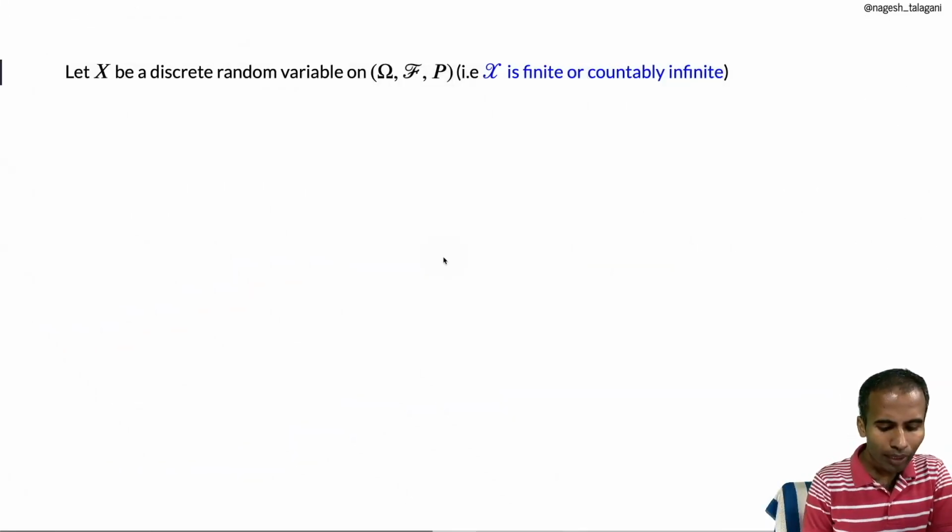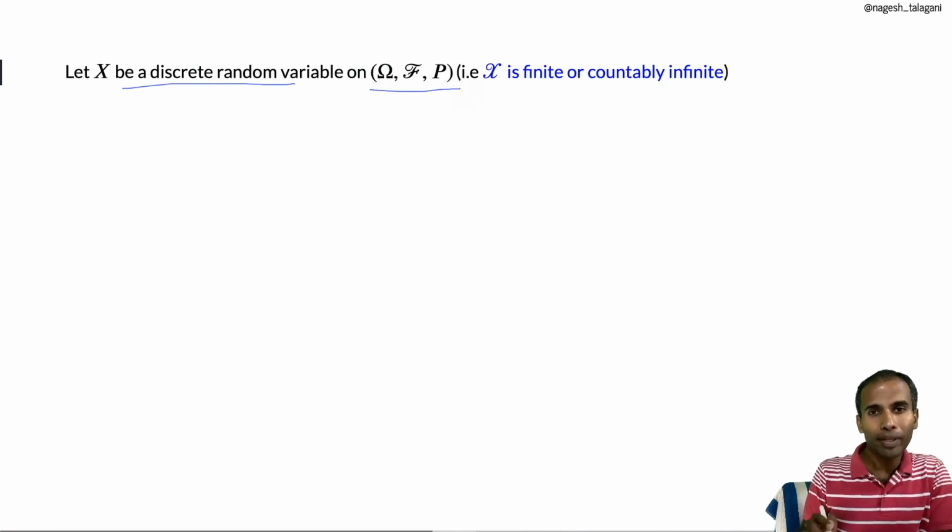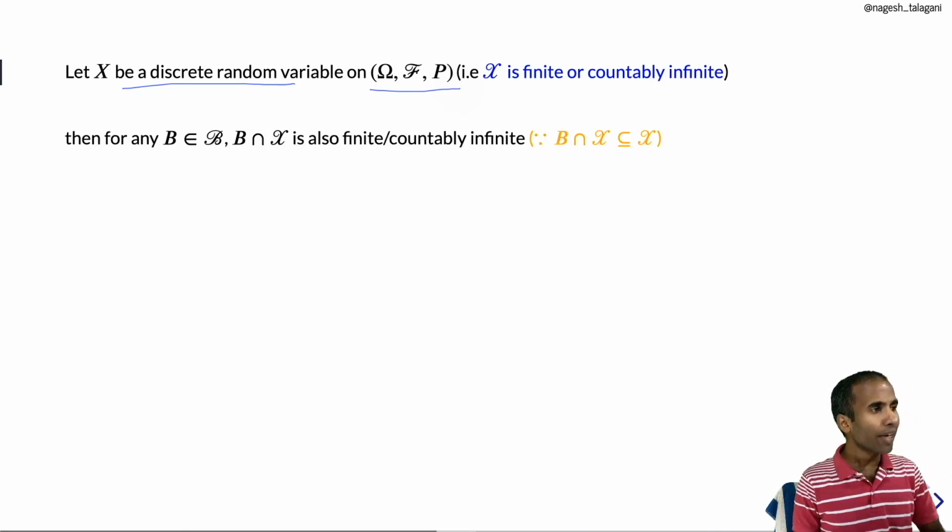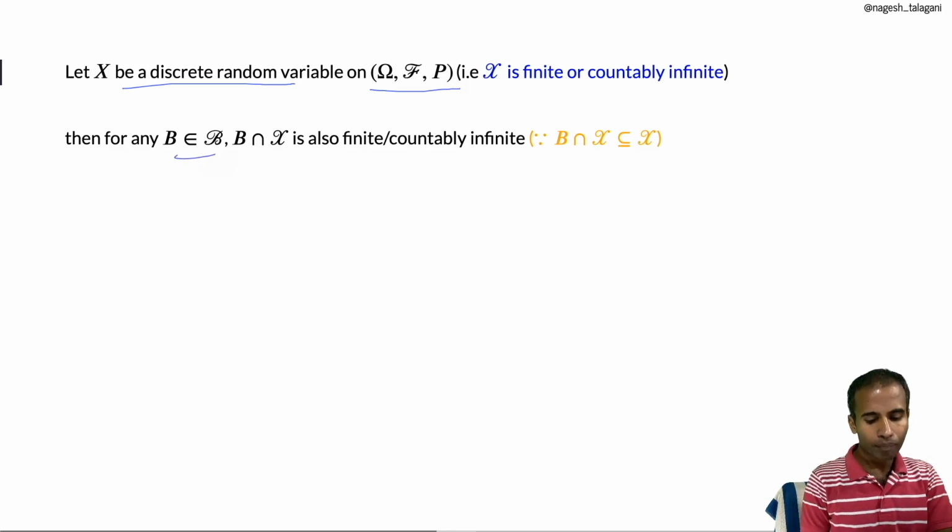Let X be a discrete random variable on the probability space omega, script F, P. The range of the random variable X, that is script X, is either finite or countably infinite. That's what we mean by a discrete random variable. Then for any B belonging to script B, the B intersection script X is also going to be finite or countably infinite, because B intersection script X is again a subset of script X.